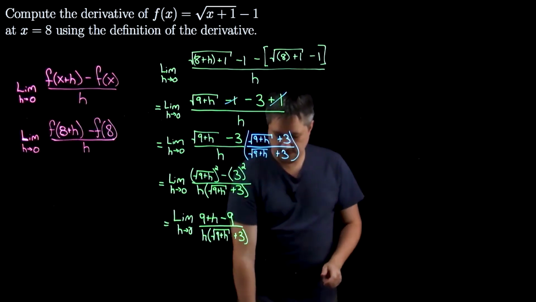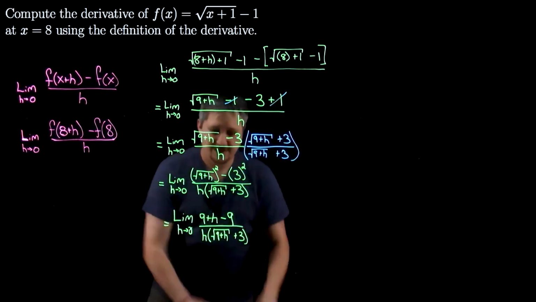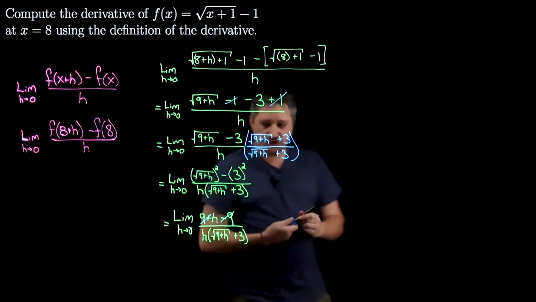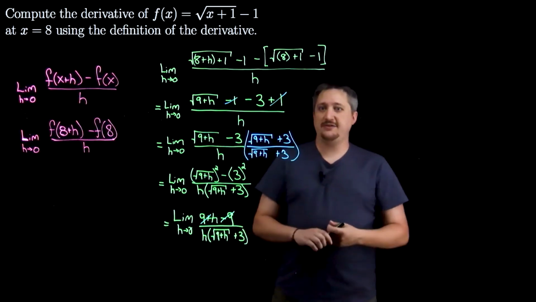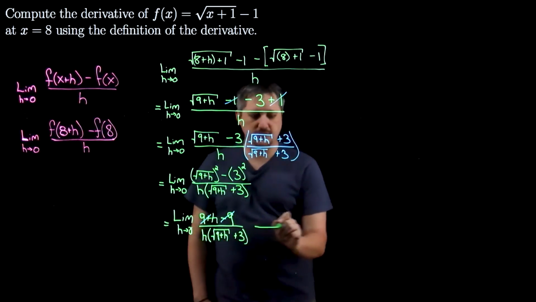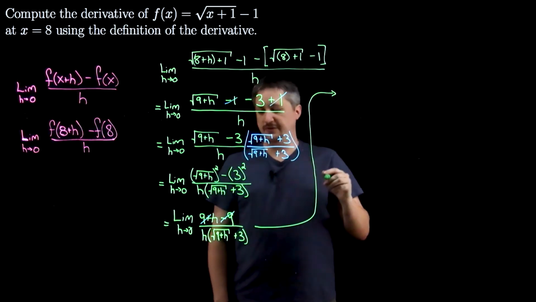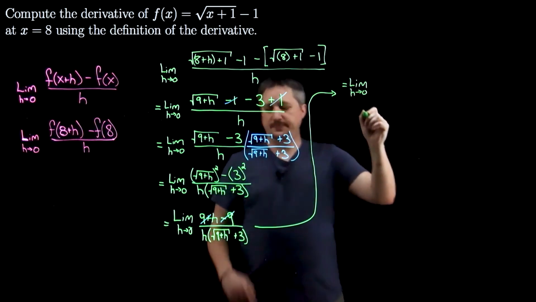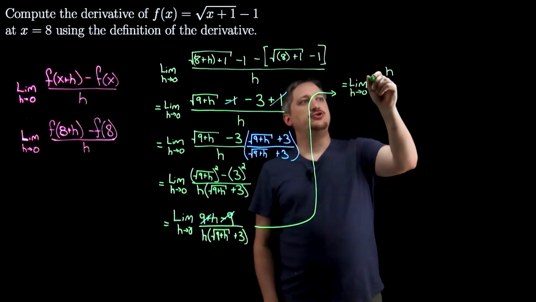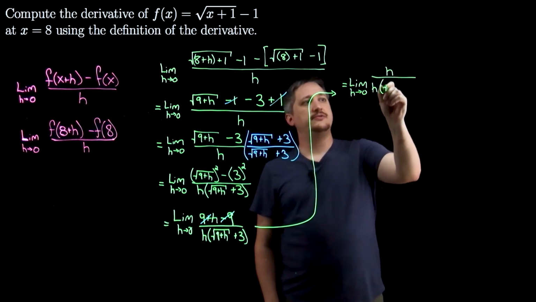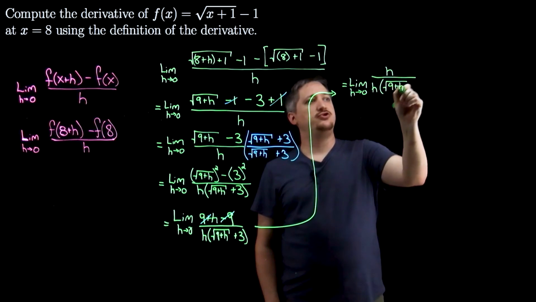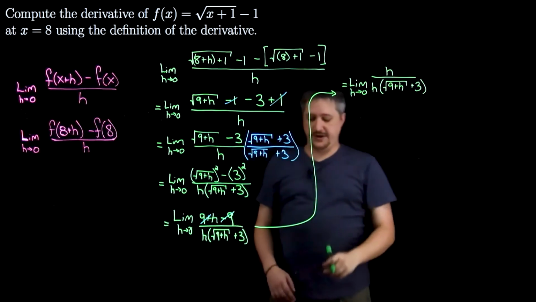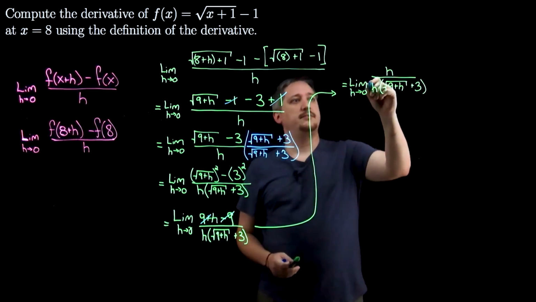And now, as mentioned, not an accident, these 9s cancel out, which means that I'm going to be left with just an h, which means I will be able to cancel it. So this is going to work out well. So in particular, this is then equal to the limit as h goes to 0. The 9s cancel, so I have h over h times square root of 9 plus h plus 3. So now I can cancel that h in the bottom.